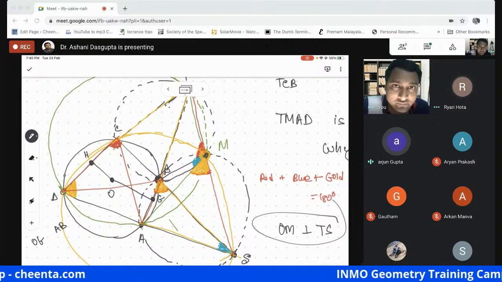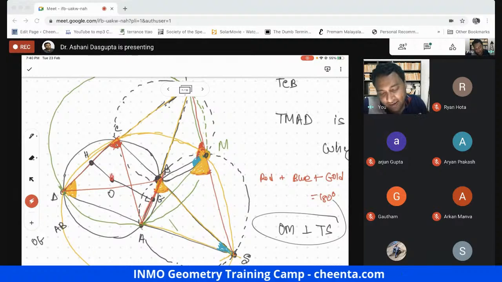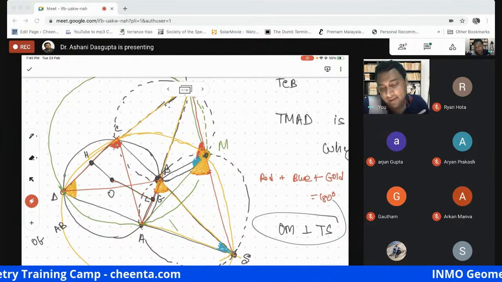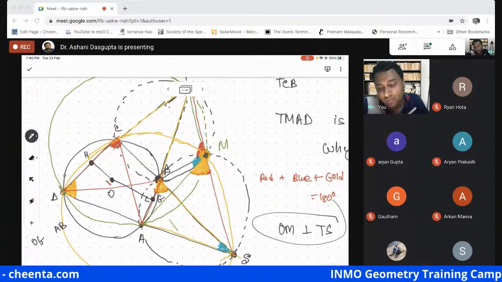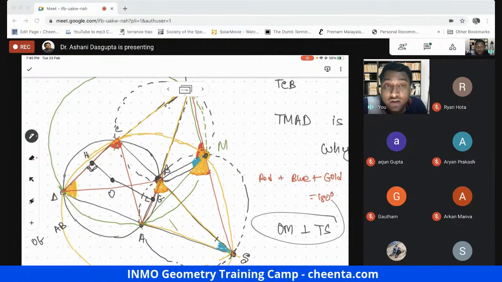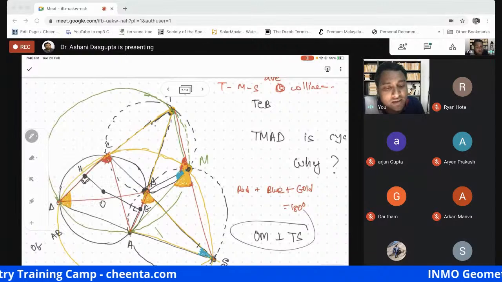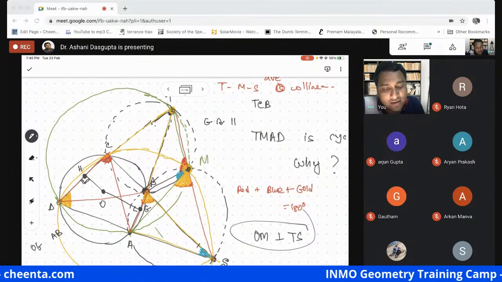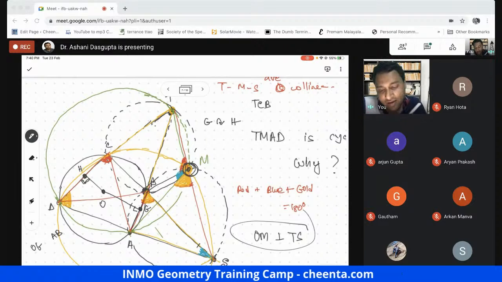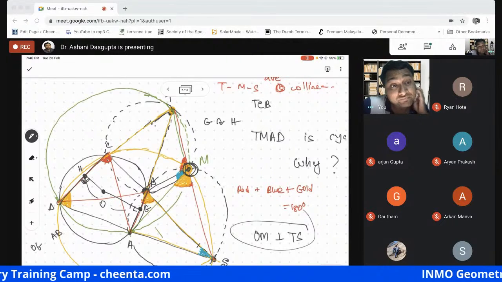Sir, those two lines are perpendicular. They have to be perpendicular, right? Because it's a chord and this is the center. You just join the midpoint of the chord to the center. Okay, same thing. OH is perpendicular to CD. So G is sent to H, correct? Do all of you agree with that? G is sent to H by the spiral similarity, right? As AB goes to DC, G goes to H, right?